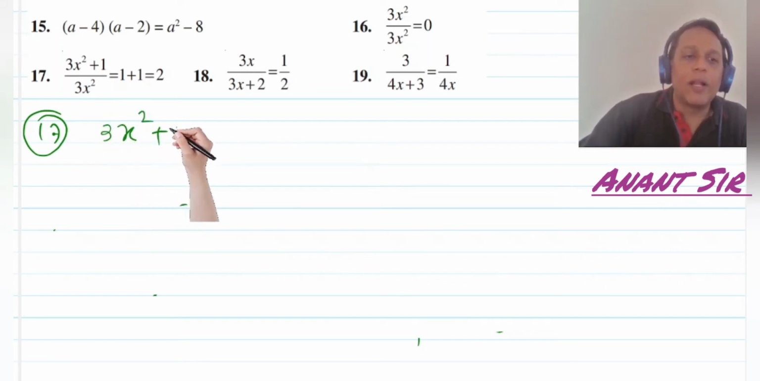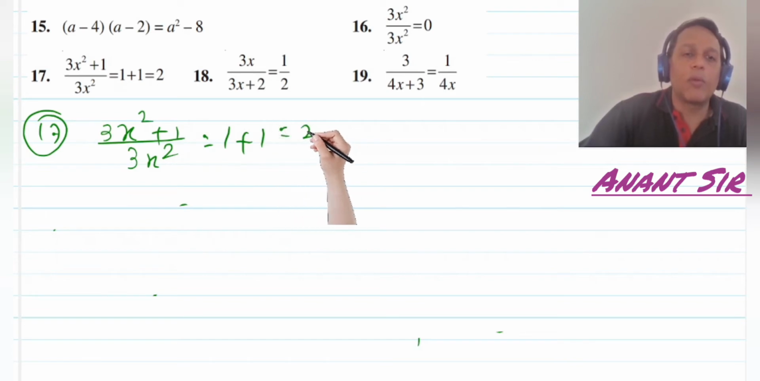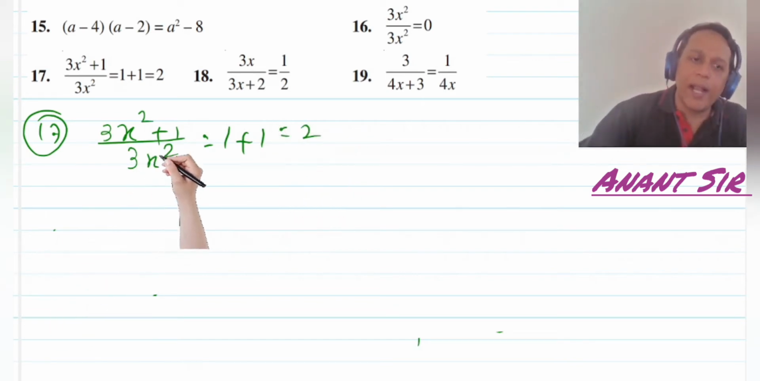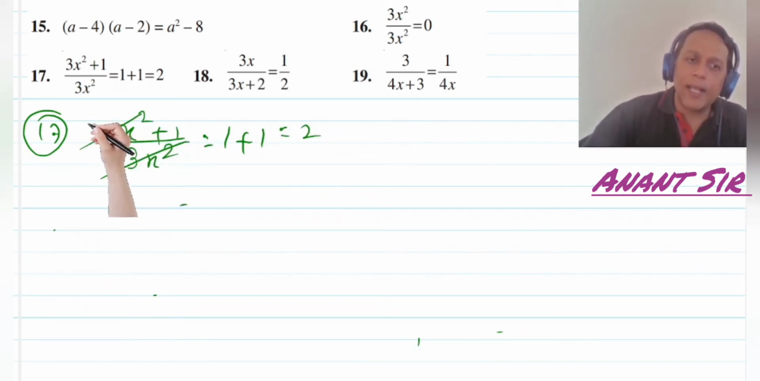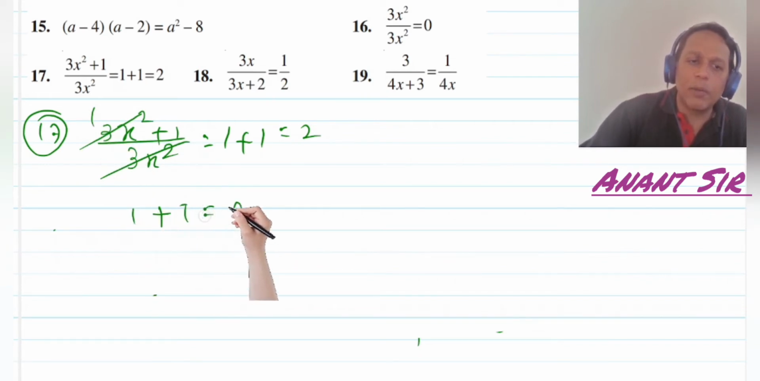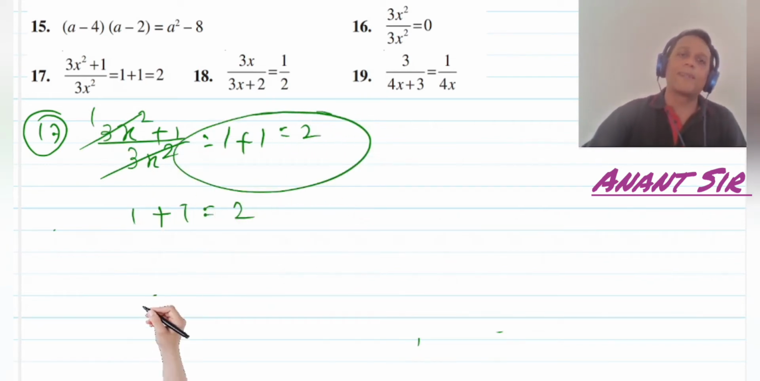3x square plus 1 by 3x square equal to 1 plus 1 equal to 2. Yes, I think that's perfectly right. Correct. 3x square gets cancelled. What remains is 1 here. So it's 1 plus 1 equal to 2. Absolutely right.